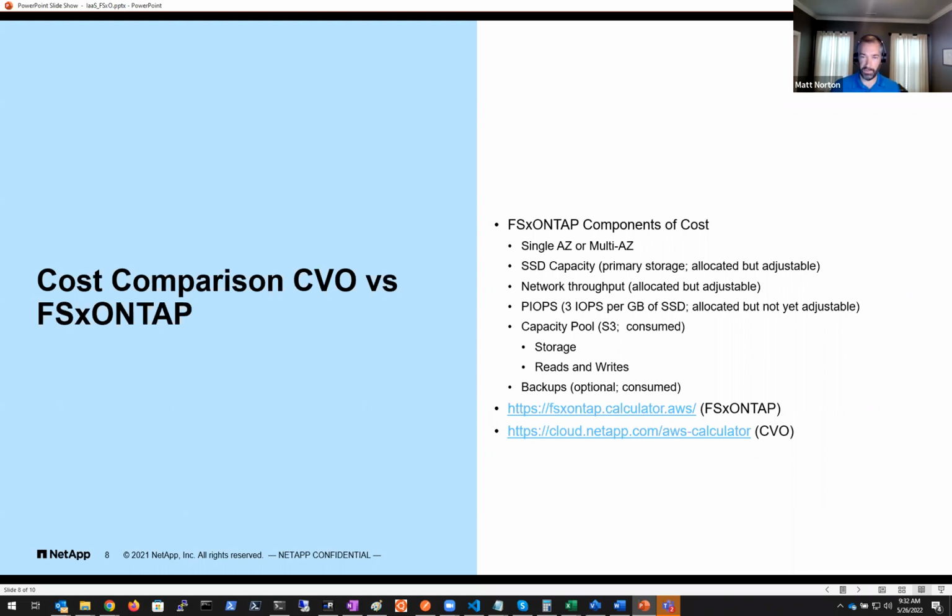The first one is Amazon's FSx calculator, and the second one is NetApp's calculator for CVO. So the numbers I'm going to show you, you might say, okay, well that's nice, but is that what I would pay? Well, maybe not exactly, but you can go to the calculator yourself and put in your numbers, and you can see that FSx ONTAP will be much cheaper for you, just like it is for me.